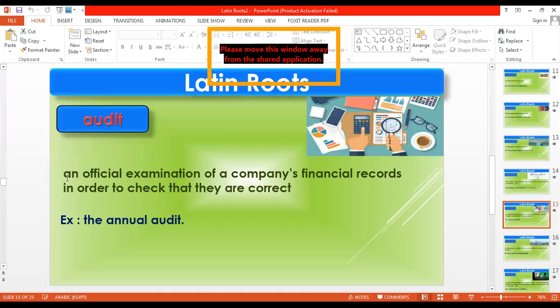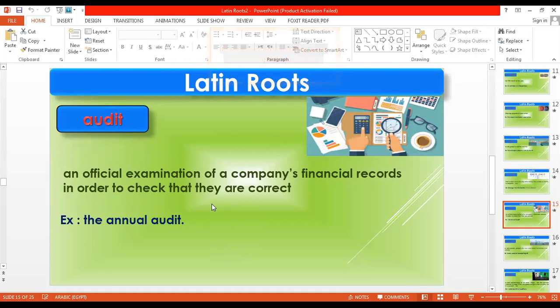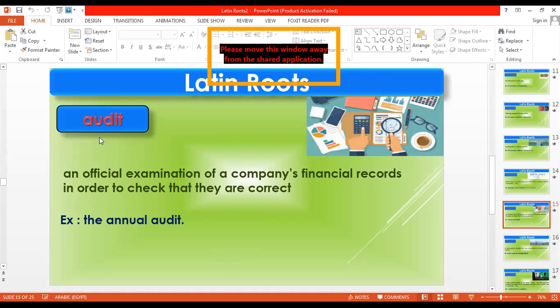Audit. It's an official examination of a company's financial records in order to check that they are correct. If your father is an accountant, he revises the money of the company to find any mistake. This process, we call audit. The annual audit: each company makes an annual audit to revise the money.